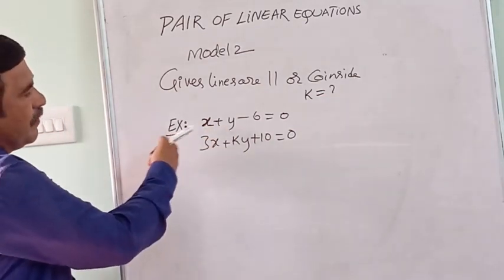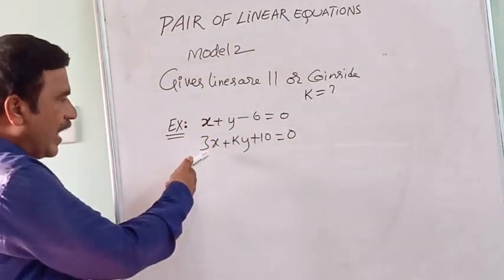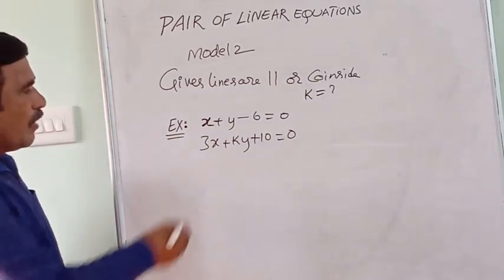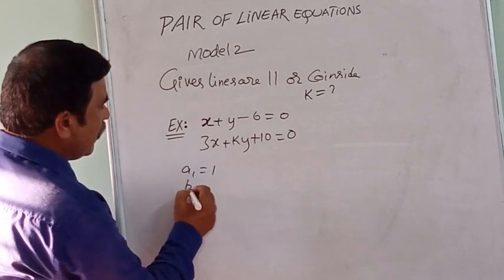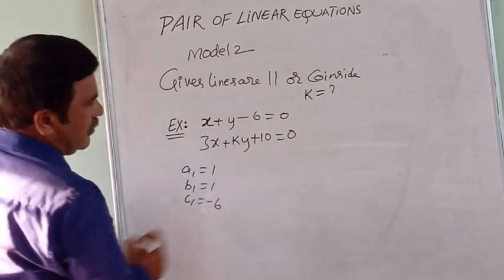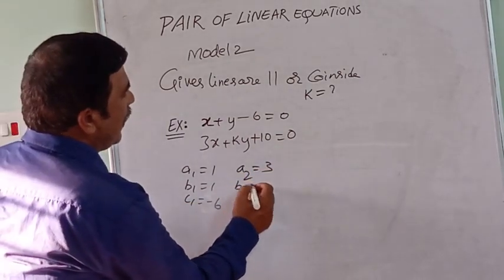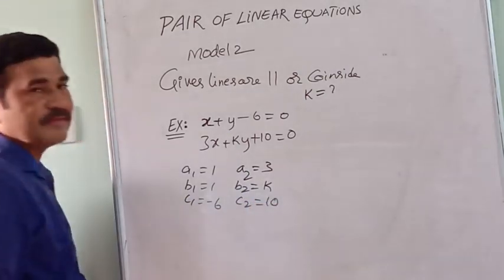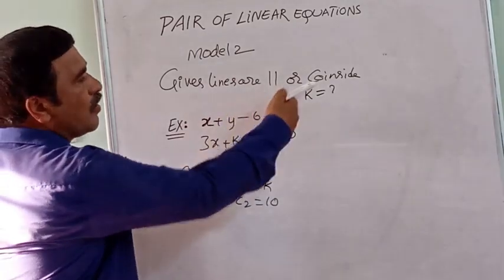Example, say this is x plus y minus 6 is equal to 0, and 3x plus ky plus 10 is equal to 0. Out of these lines, write a1 value 1, b1 value 1, c1 value minus 6, a2 value 3, b2 value k, c2 value 10. Now he'll give the question: lines are parallel or coincide.